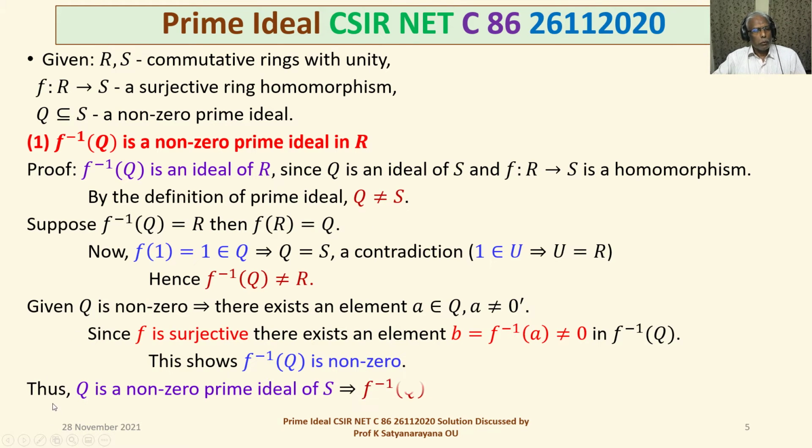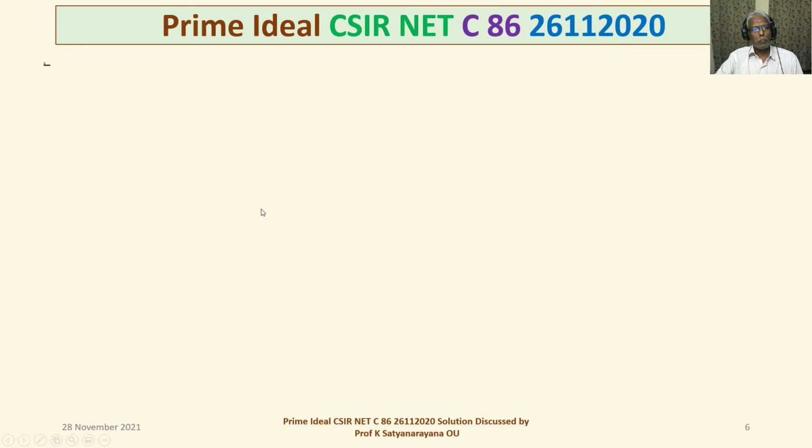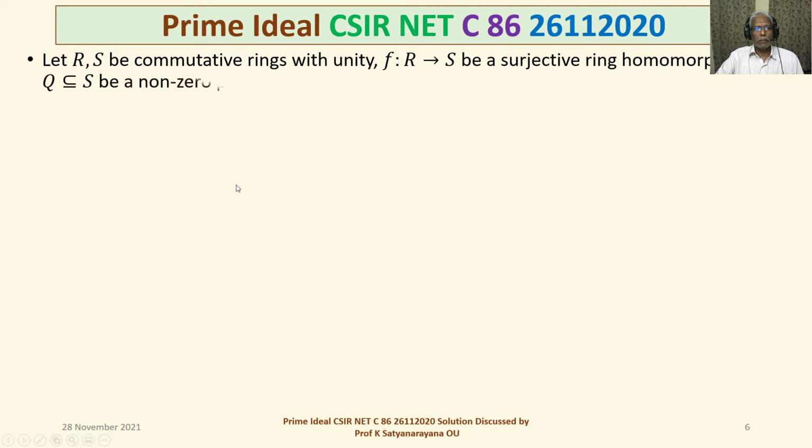Thus, we have proved: Q is a non-zero prime ideal of S. Then we have shown F inverse Q is a non-zero ideal of R, and F inverse Q is not equal to R. It remains to prove that F inverse Q is a prime ideal, which we will show in the next slide. We have the hypothesis.